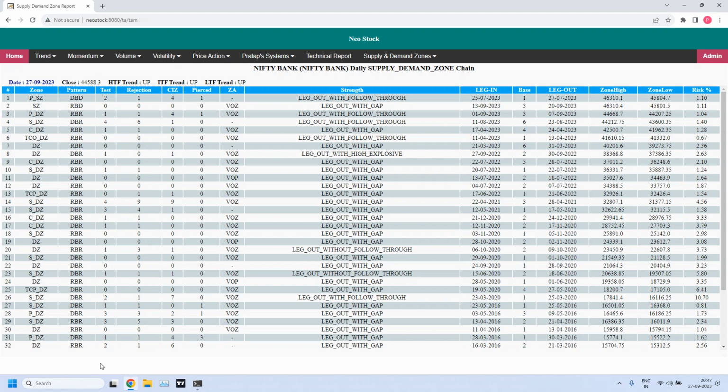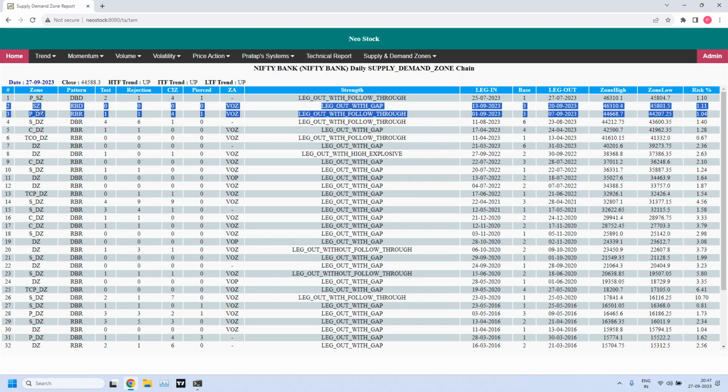This is the daily chain. The first thing you should always point out is where your immediate demand and supply zones are starting. Here we have two supply zones, but which is the immediate, currently active one? This supply zone is currently active. And this demand zone is currently active, but it is pierced. So you should look for the next one when it is pierced.